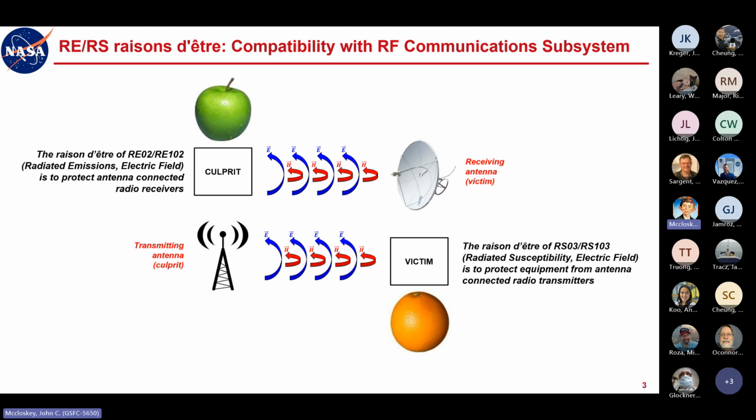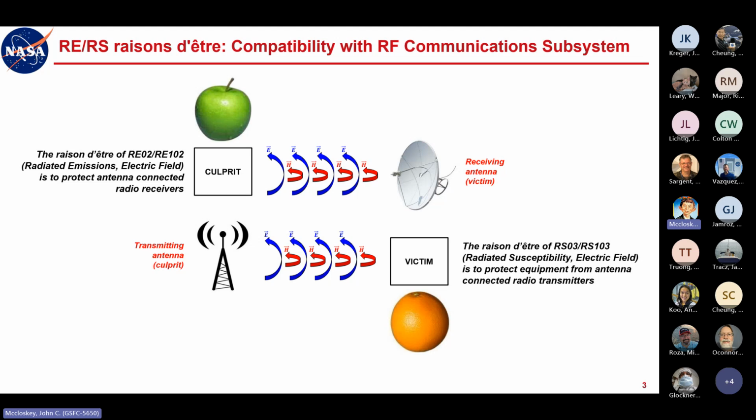Whereas in NASA missions it tends to be more onesie twosie, as I said. So you have much more specific RE102 limits to protect specific radio receivers. So it's much more mission specific. So the context is quite a bit different.